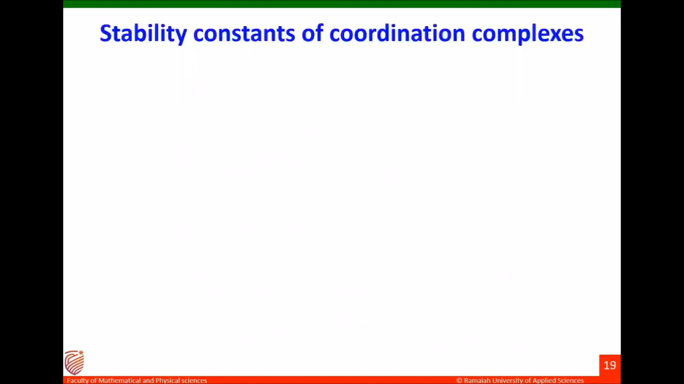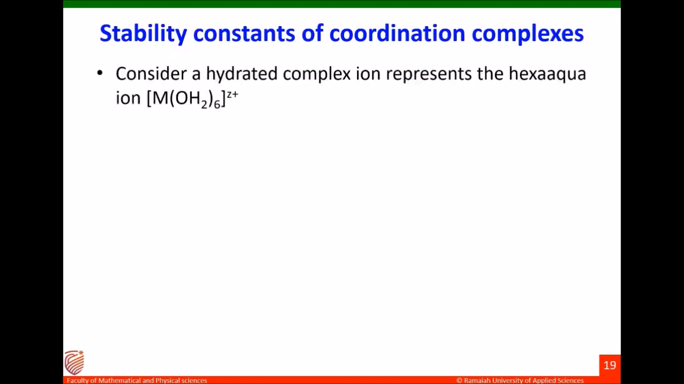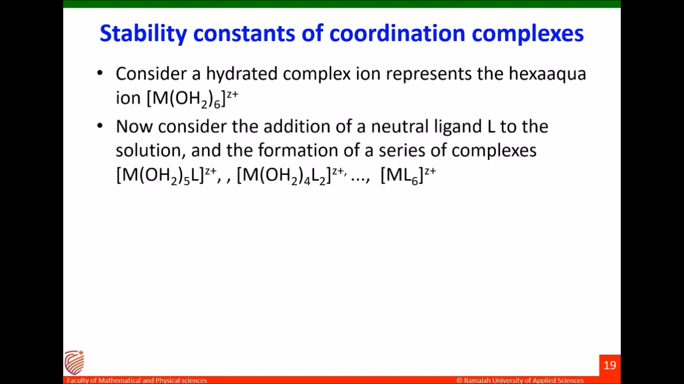Now we will study the stability constant of coordination complexes. Consider a hydrated complex ion, representing the hexa-aqua ion [M(OH2)6]z+. z+ is the charge of this coordination sphere. Now consider the addition of a neutral ligand L to the solution and the formation of a series of complexes: [M(OH2)5L]z+, [M(OH2)4L2]z+, to [ML6]z+.